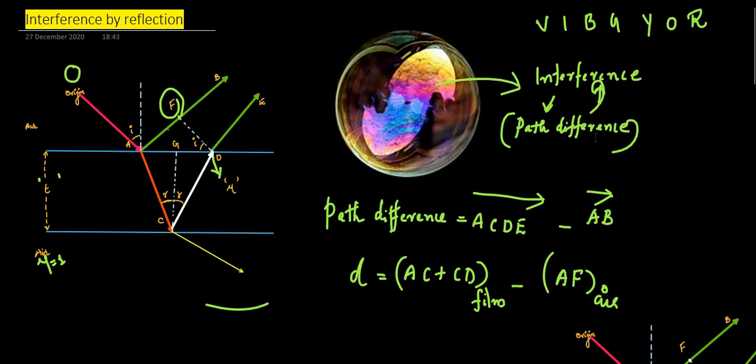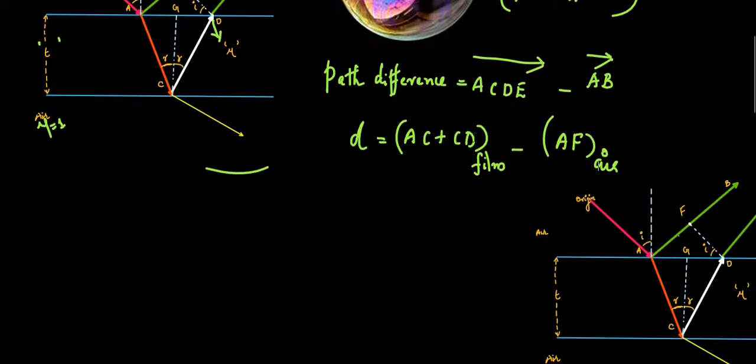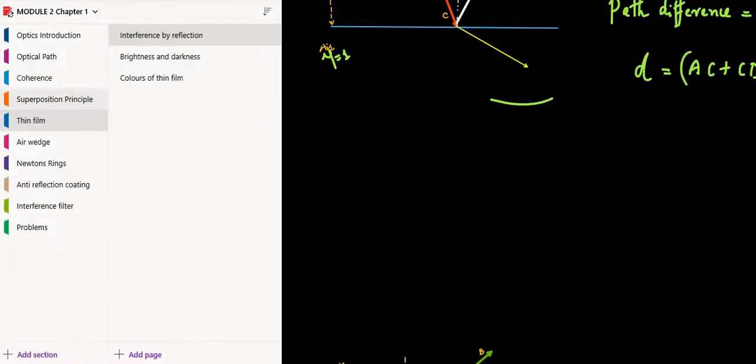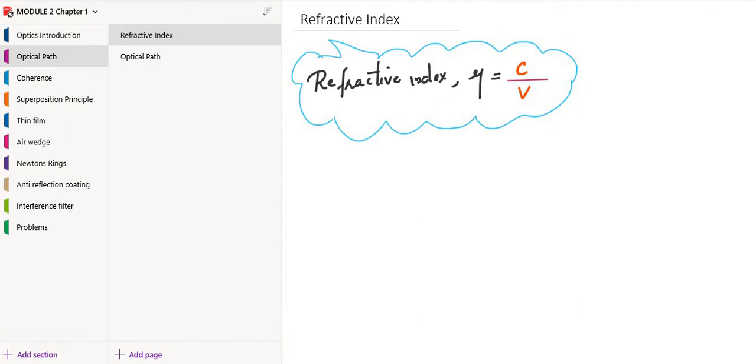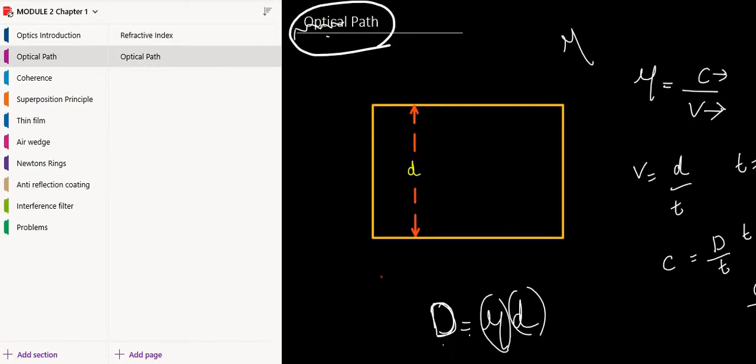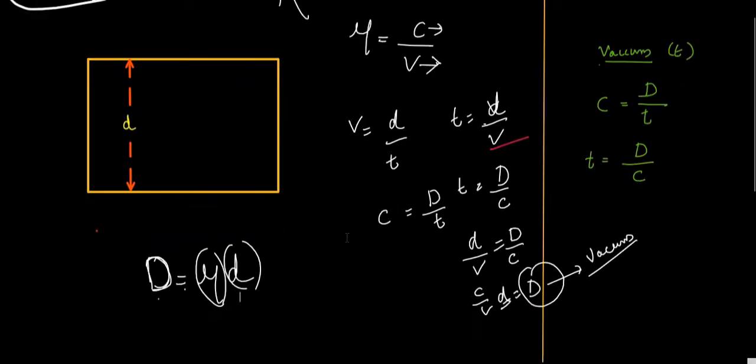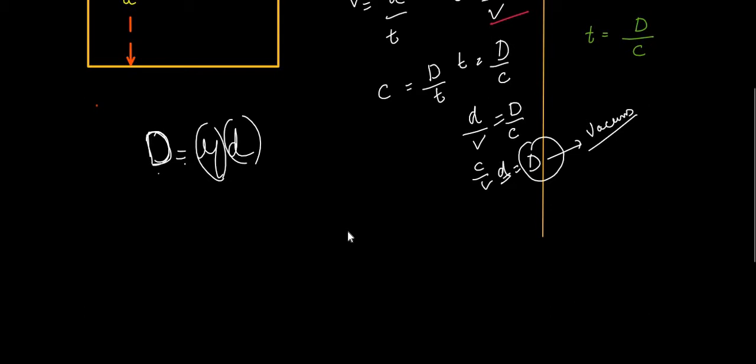Okay. So the path distance D is equal to AC plus CD in film minus AF in the air. At this point I need you to remember something we already studied. What was that? It was optical path. The optical path is equal to the distance traveled in vacuum, which is equal to refractive index times the distance traveled in medium. So that is the relation.